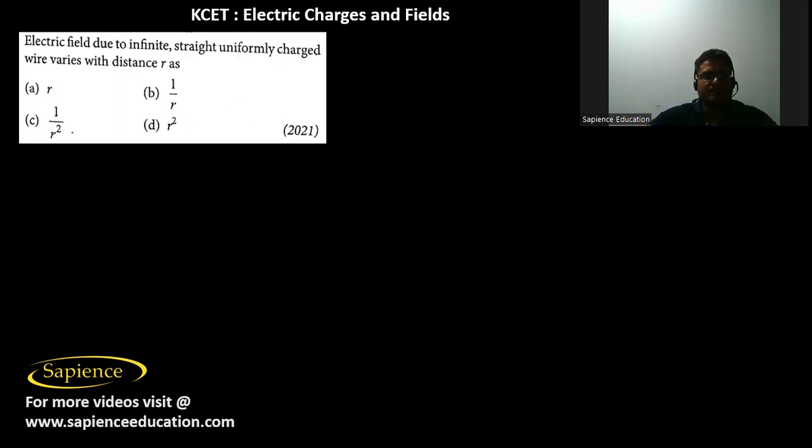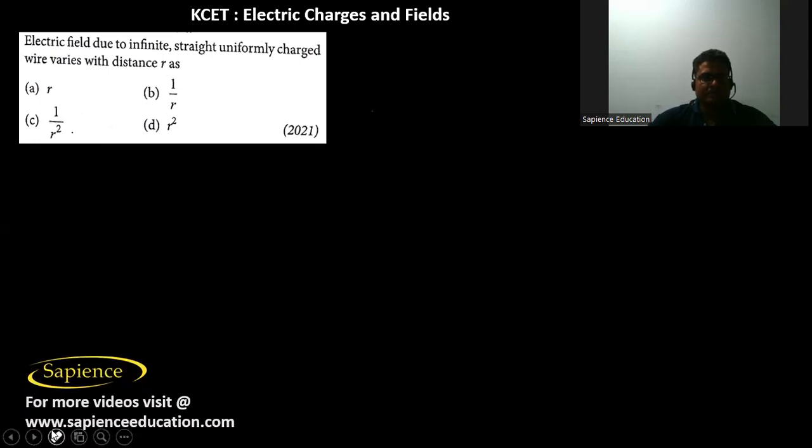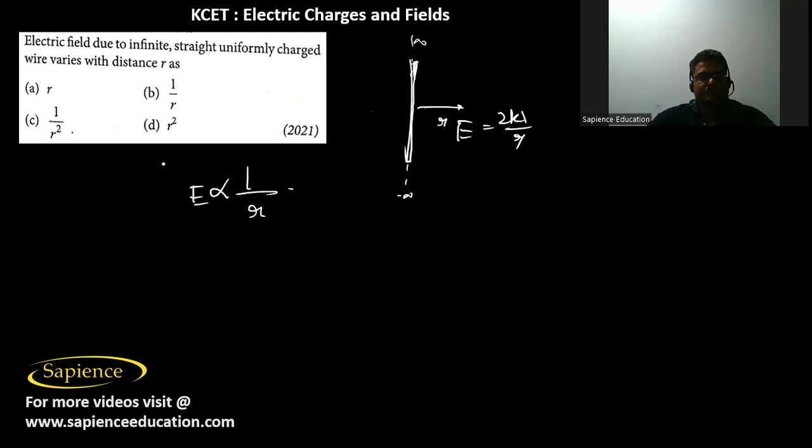Then here it is told, the electric field due to an infinite straight uniformly charged wire varies with distance r as? It is an infinitely long wire. So the electric field will be equal to 2k lambda by r. So the electric field varies inversely with r. So option B is the correct answer.